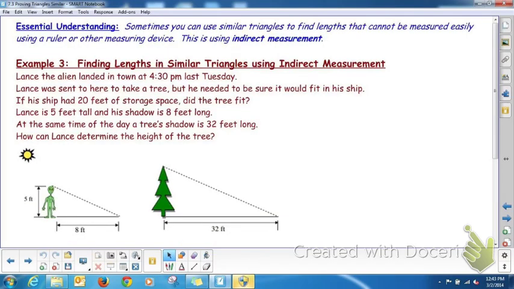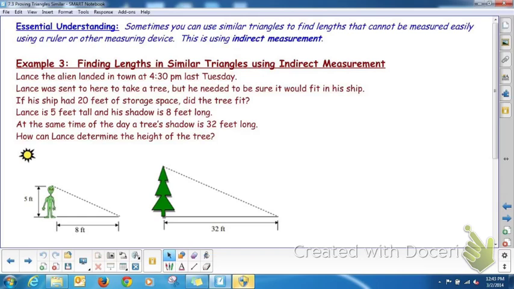It's essential that you understand that sometimes you can use similar triangles to find lengths that cannot be measured easily using a ruler or other measuring devices. This is using indirect measure. So here's my example. Lance the alien landed in town at 4:30 p.m. last Tuesday. Lance was sent here to take a tree, but he needed to be sure it would fit in his ship. If his ship had 20 feet of storage space, did the tree fit?